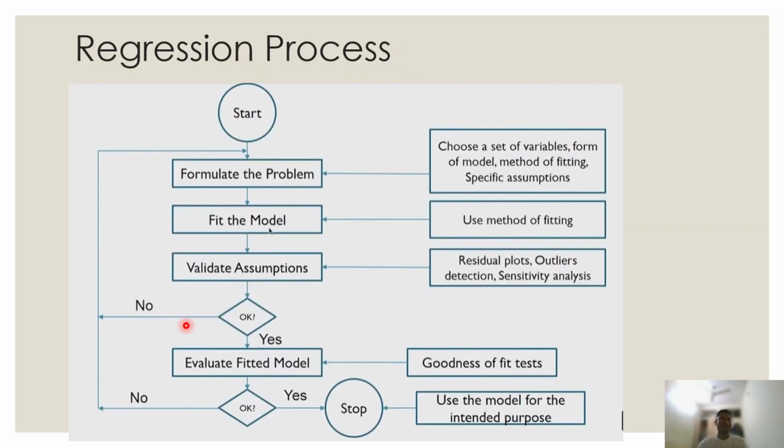Okay. Now we will move on to how the linear regression problem, or the whole regression process, works. First of all, we have to formulate the problem: choose the set of variables, form the model, method of fitting, specific assumptions. So first of all, we have to choose our problem. What exactly is my problem?